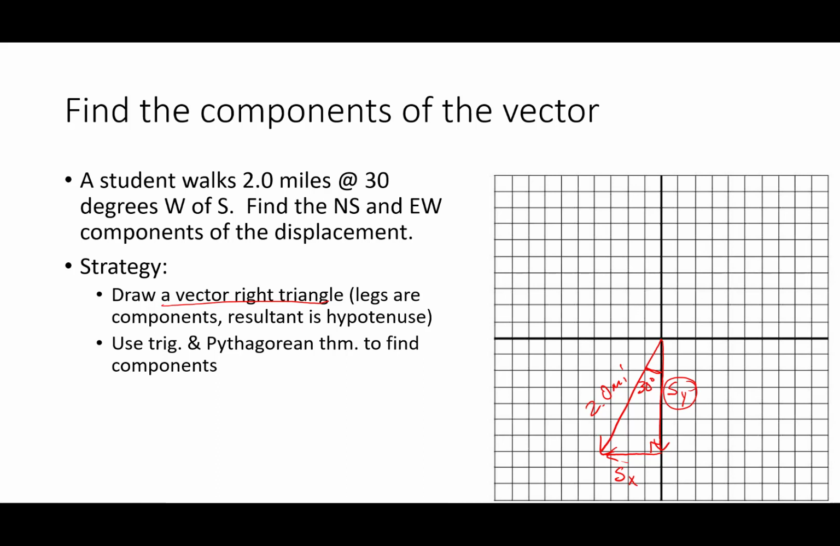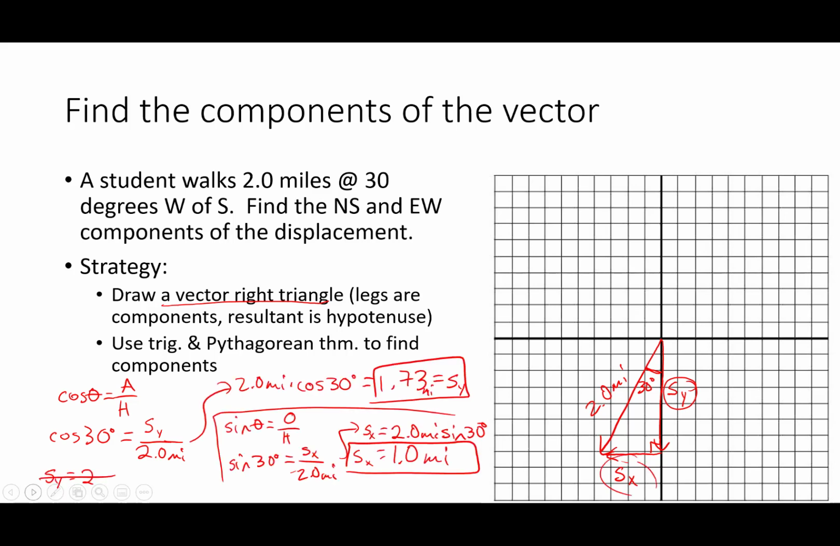Well, SY is the leg that's adjacent to the angle, and we know the hypotenuse. So we need the trig function that's going to relate the adjacent leg and the hypotenuse. Using SOHCAHTOA, that's going to be cosine. Cos theta is adjacent over hypotenuse. So I would write that as cos of 30 degrees is equal to the adjacent leg, SY, over the hypotenuse, 2.0 miles. So I just solve for SY by multiplying by 2 on both sides.